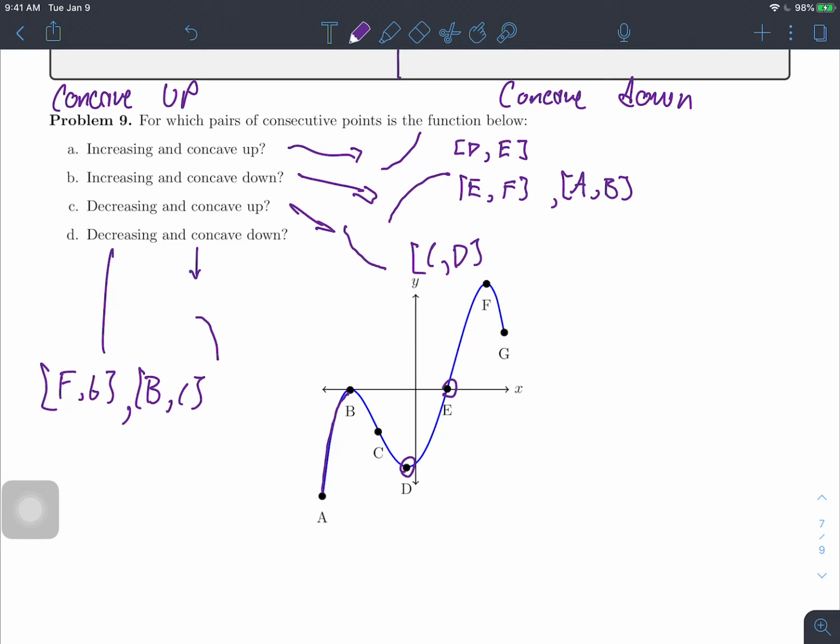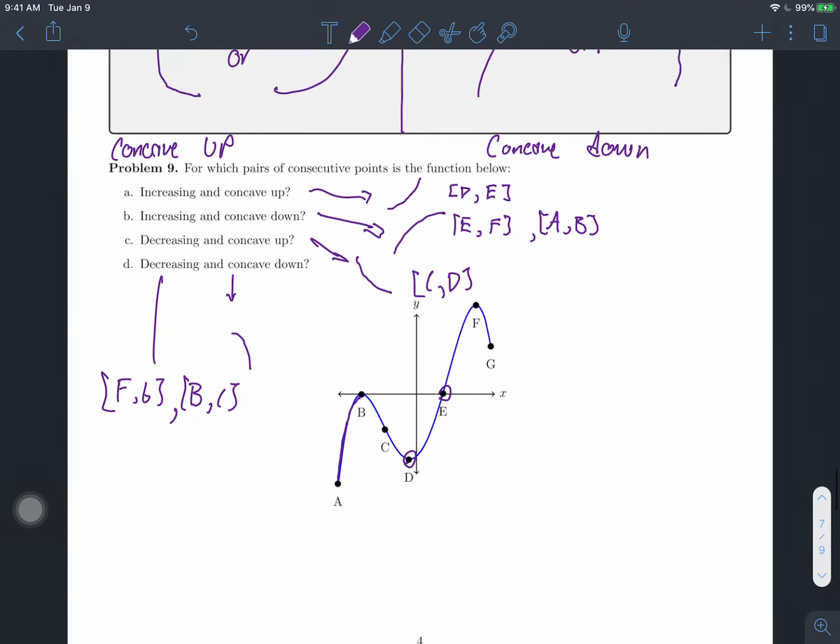Okay, I think we got everything, right? Let's see, we got A to B, we got B to C, we got C to D, D to E, E to F, F to G. All right, we got the whole thing, so we've completely categorized this thing. All right.